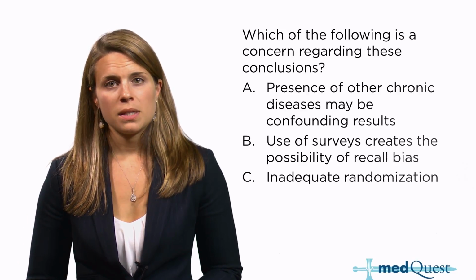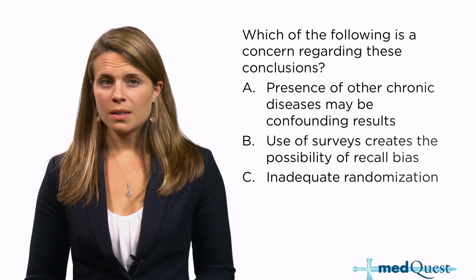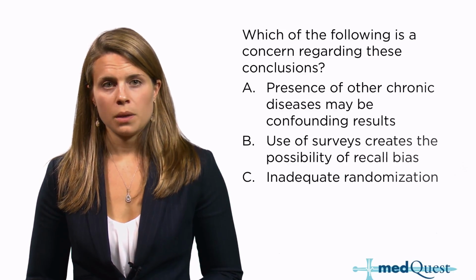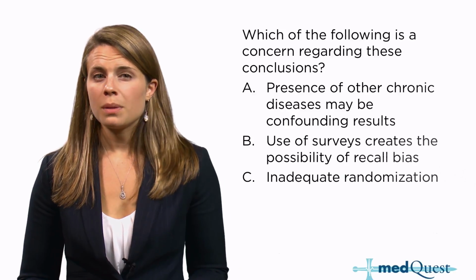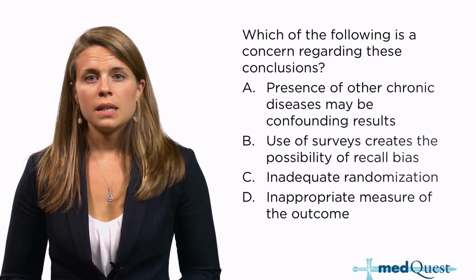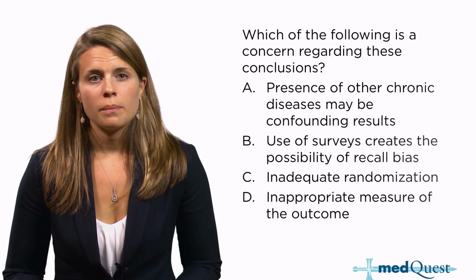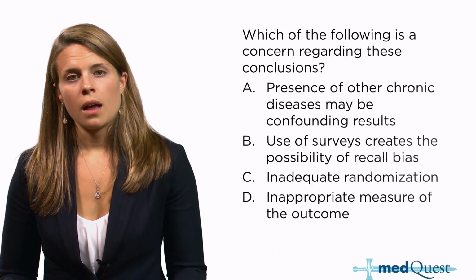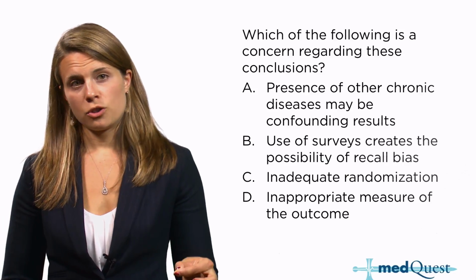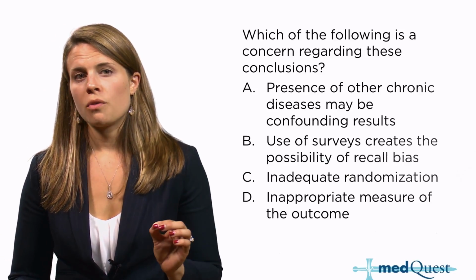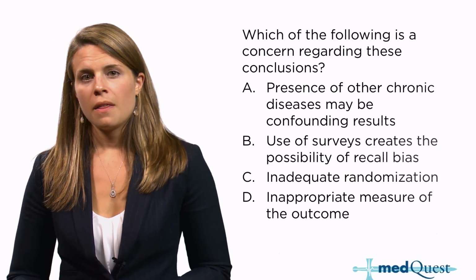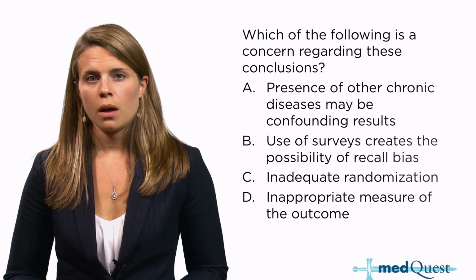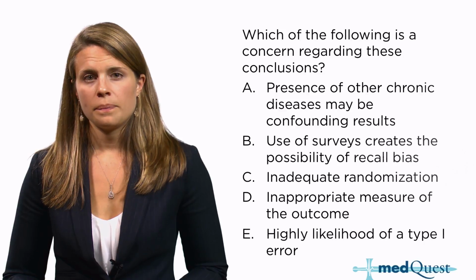C, inadequate randomization. Well, there's no reason to believe that the subjects themselves were not adequately randomized. So it's probably not the right answer. D, inappropriate measure of the outcome. Well, again, the outcome is pain control. This is done using validated pain questionnaires. Again, anytime you see the word validated attached to a questionnaire, that means you don't have to worry so much about inappropriate classification of outcomes. So D is not the correct answer.